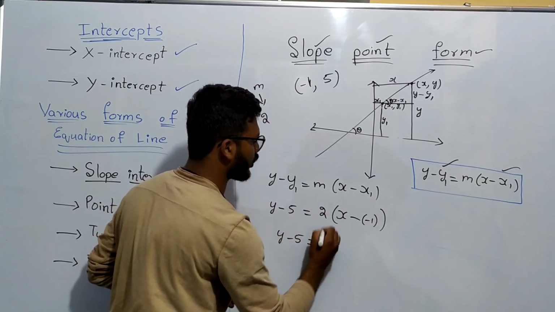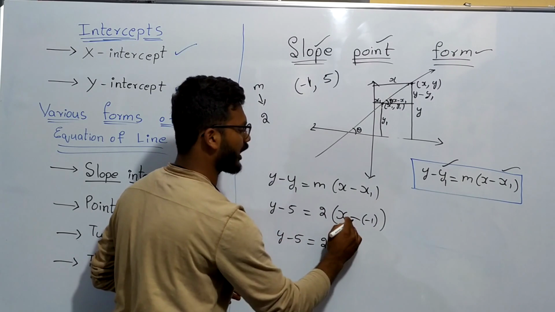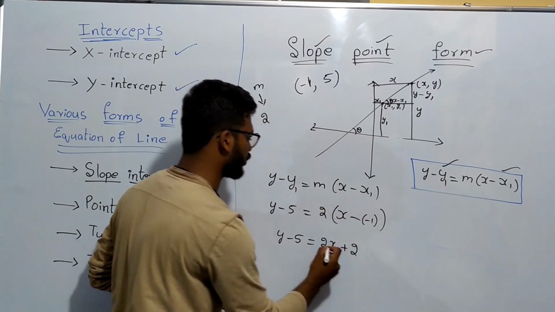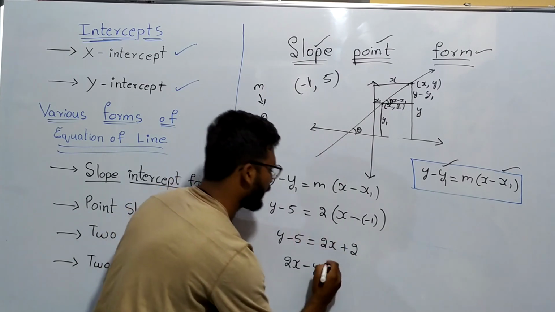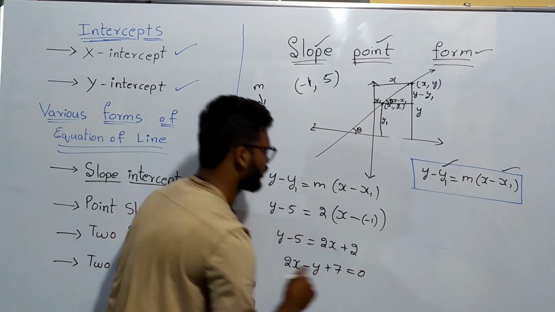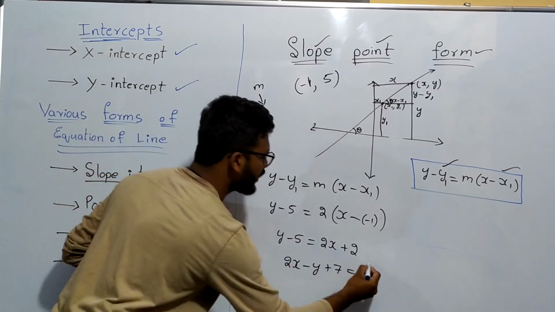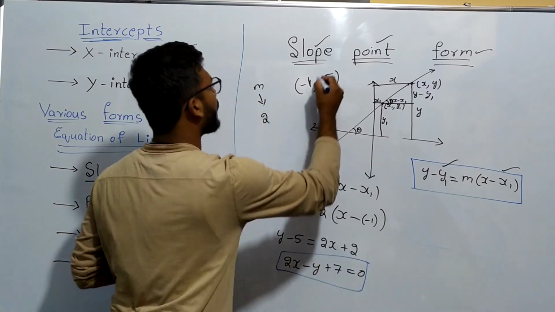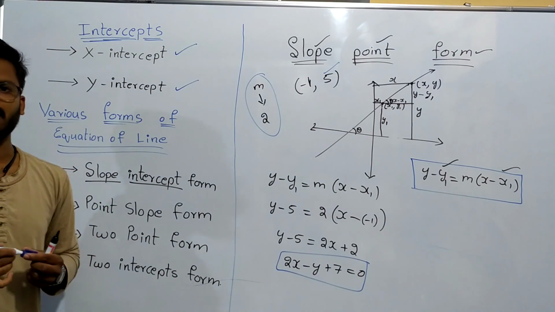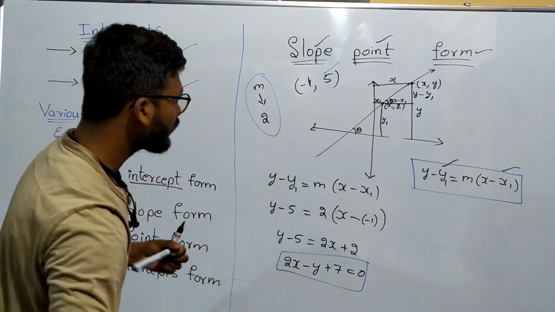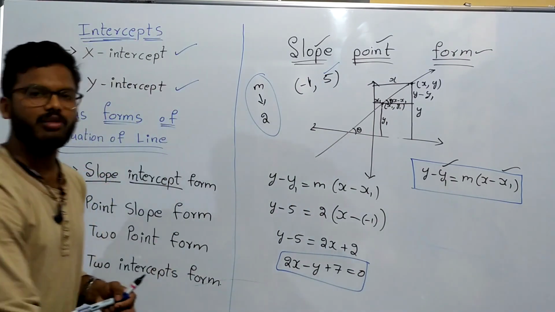y minus 5 is equal to 2 into x, 2x plus 1. So it is 2x plus 2. So we will get 2x minus 5y plus 7 equal to 0. This is the equation of line which passes through the point (-1, 5) and having the slope 2. Clear? In the same way, if we know 2 points, how can we find it?